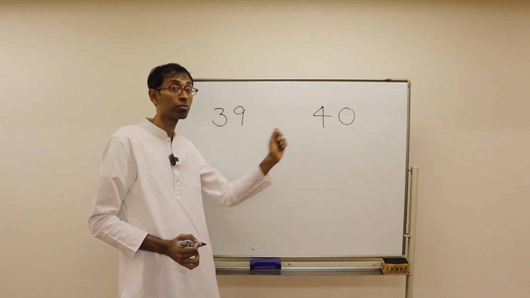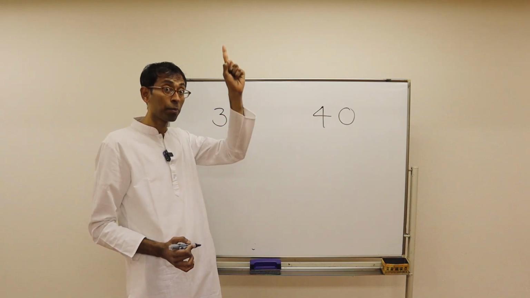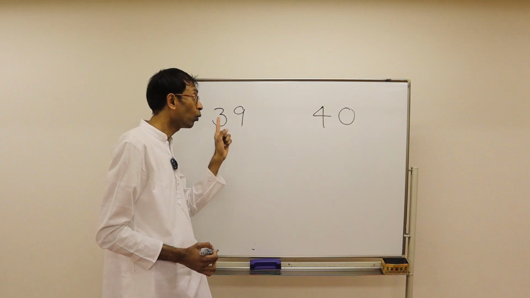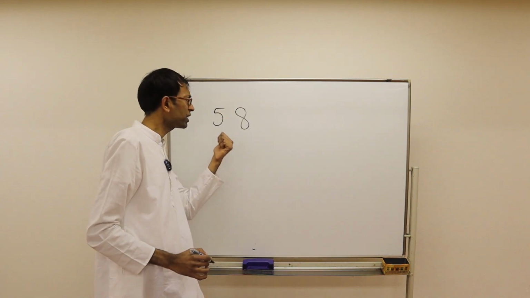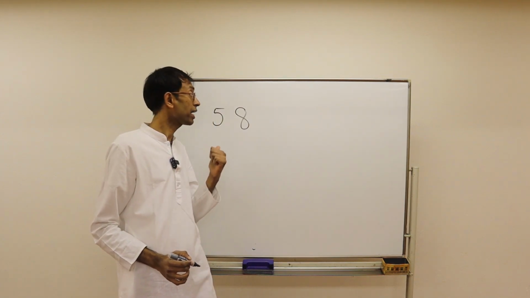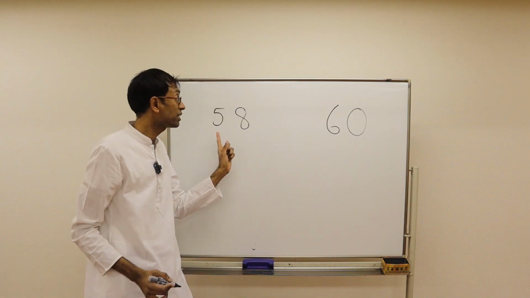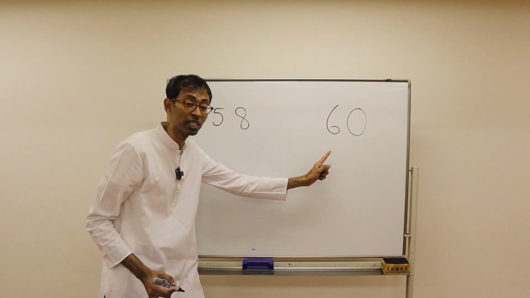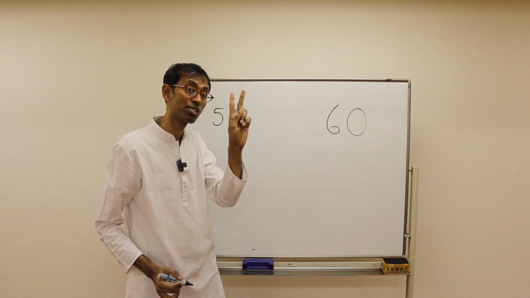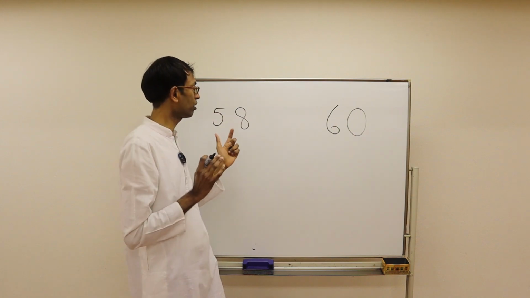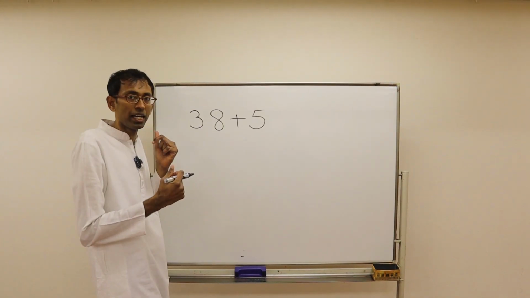How much is 39 away from 40? 1 away from 40. Is 39 1 above 40 or 1 below 40? 39 is 1 below 40. This is the property we will observe. How about 58? What is the nearest multiple of 10 to 58? It's a 60. Is 58 below 60 or above 60? It's below 60. How much below 60? 2 below 60. Okay, this is the property of 58 we are going to use when we use this for addition problems.